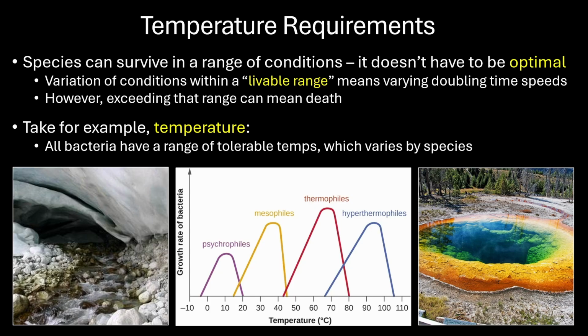Temperature is a great example of this. All bacteria are going to be able to tolerate a range of temperatures. None of them have such strict conditions where they can only tolerate like 10.7 degrees Celsius, and anything above or below that exact threshold will kill them. That's never something that we experience.